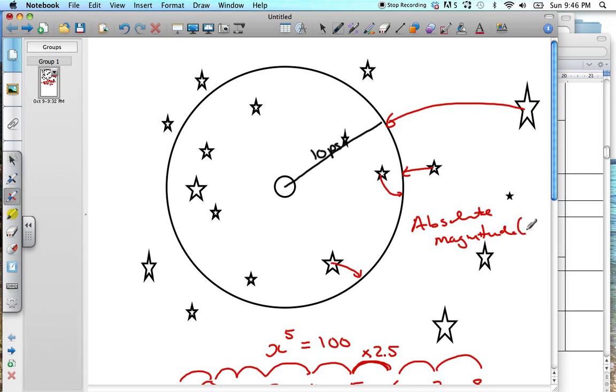It's given a symbol of capital M. That's an M, if you can believe that. Basically, it's the apparent brightness of a star if the star is 10 parsecs away from the Earth. So it's a way of comparing stars. If all the stars are looked at as if they're from 10 parsecs away, then you can actually compare them. You can say that star has a higher luminosity than that star, because the absolute magnitude tells you the value.